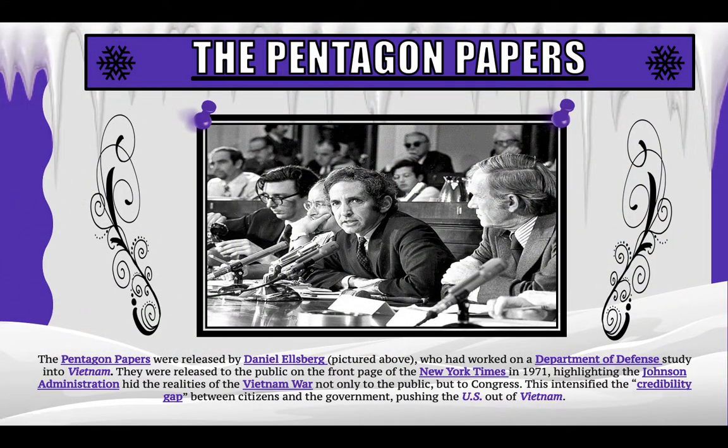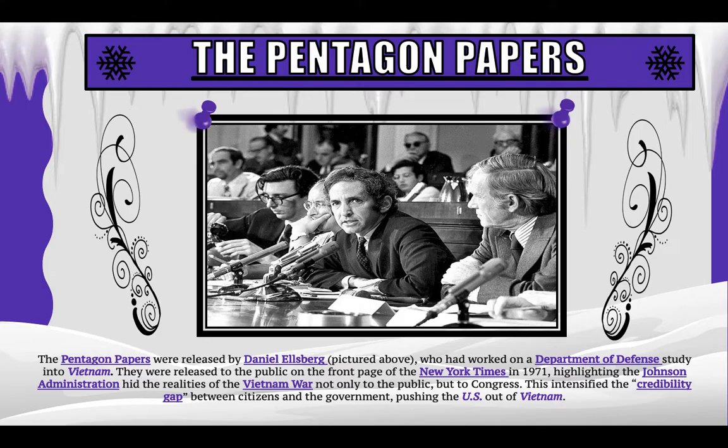So one of the most important documents to come out of the Vietnam War and the Cold War era is what's been called the Pentagon Papers. The Department of Defense launched a study into Vietnam, and basically what they found was that the Johnson administration was being not only dishonest, but just largely lying to the US public about what was happening overseas. They weren't just lying to the public, but they were also lying to Congress, according to many of these files. So the credibility gap just becomes intense.